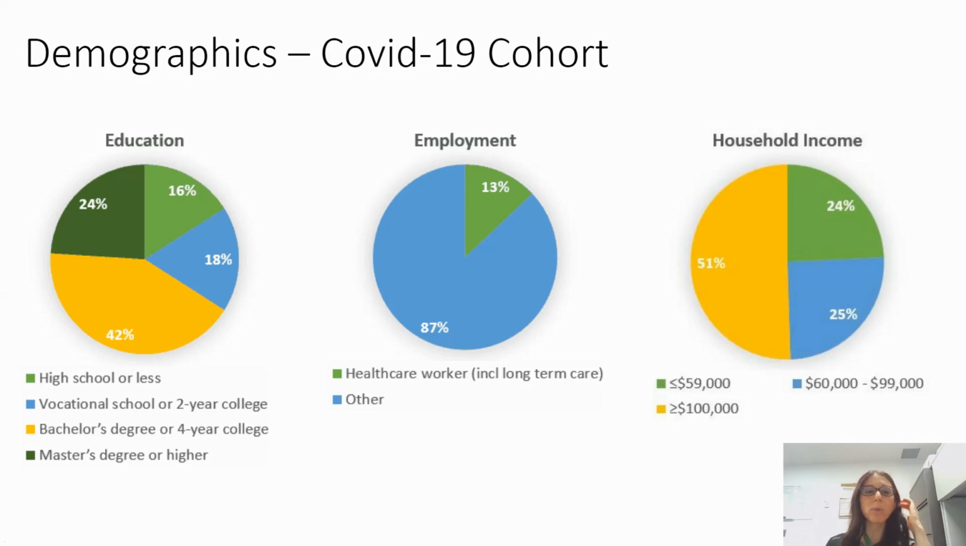For employment, we asked whether people were healthcare workers, as we thought this could increase their risk of COVID-19. And we had a small but significant percentage of healthcare workers in our cohort, and this included long-term care workers as well. Lastly, we assessed household income, where we had a majority with a household income greater than 100,000, and the remaining was split between people who had 60 to 99,000 and those with less than 60,000.